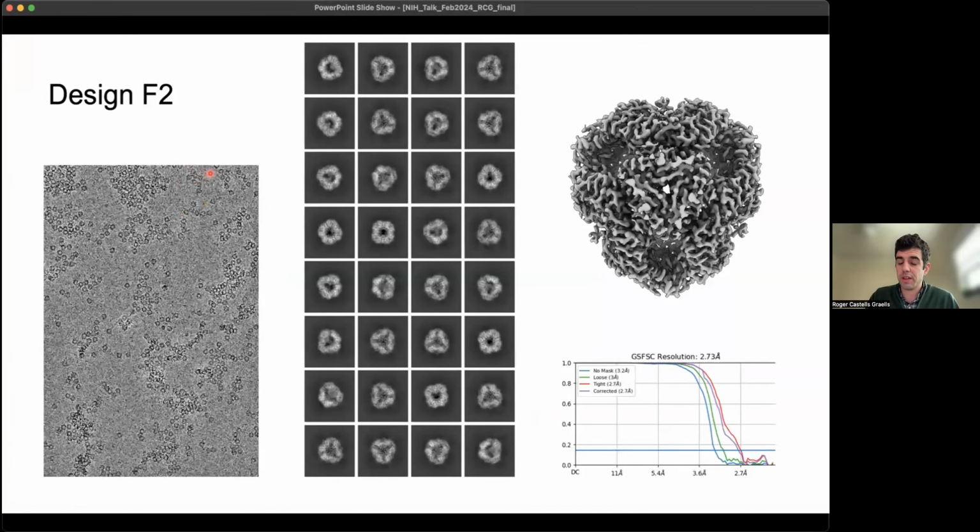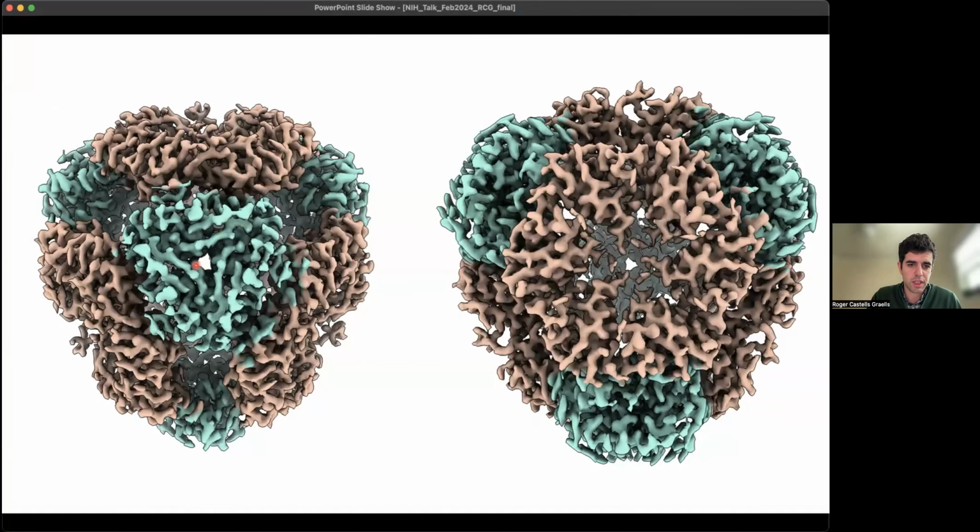Here, I will show you another design. In this case, we call it design F2. Here you can also see a very nice distribution of the particles on the grids. Some of this data that I'm showing now was also collected at the PNCC in Portland. And you can see here also that we can get very nice secondary structure features already in the 2D classifications. We could also get a very nice 3D reconstruction. In this case, you can see two different views. It has a slightly different trimer here. You can see how this one has this structure that's more closed, this pore.